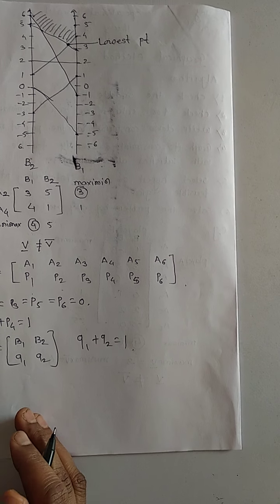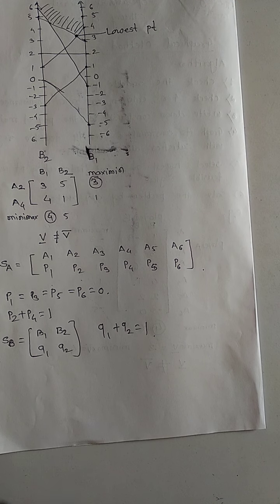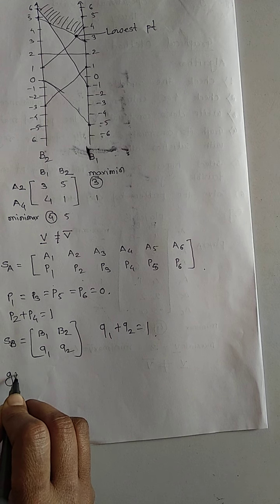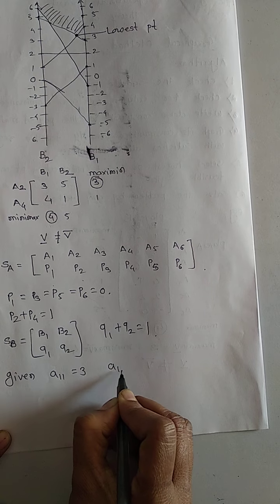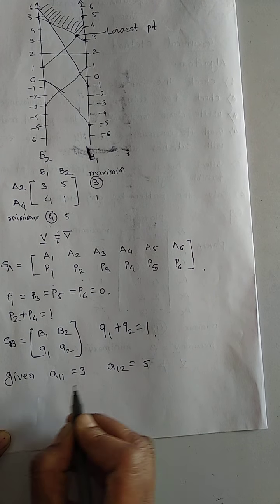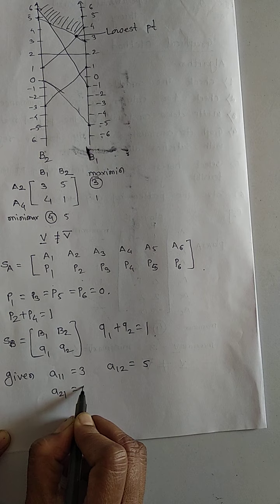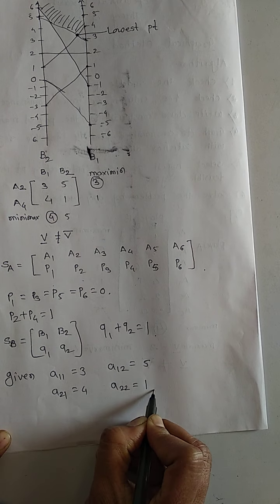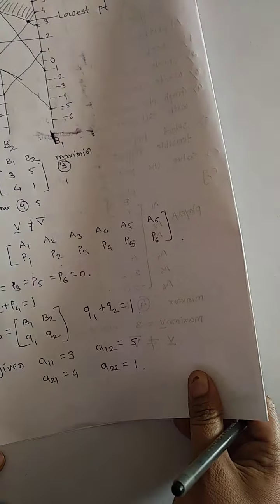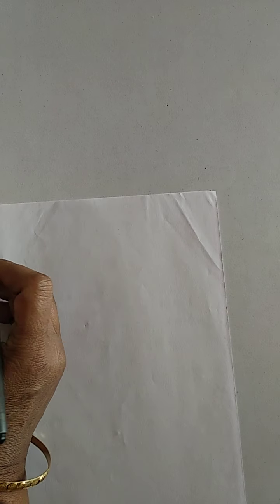And then by using the without saddle point method, for the given matrix A11 is equal to 3, A12 is equal to 5, A21 is equal to 4 and A22 is equal to 1. Then use the formula for the mixed strategy method. Here P1, P3, P5 and P6 are 0, and P2 and P4 are calculated.